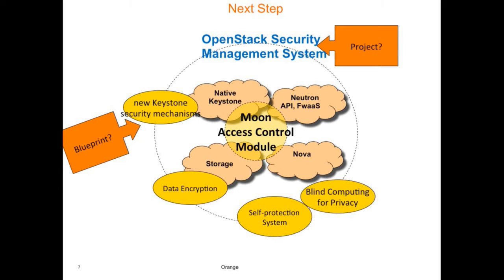And this is our first step for a security management system for OpenStack. We have our Moon, the access control module, which is in the center. Later, we integrate this framework with the native Keystone authorization mechanisms. And then our next step is to integrate this work with other services in OpenStack, like the Neutron APIs, firewall as a service, the storage, and Nova. And the last step that we plan to do in the future is to add some complementary security modules that can provide advanced protection controls over the OpenStack platform.